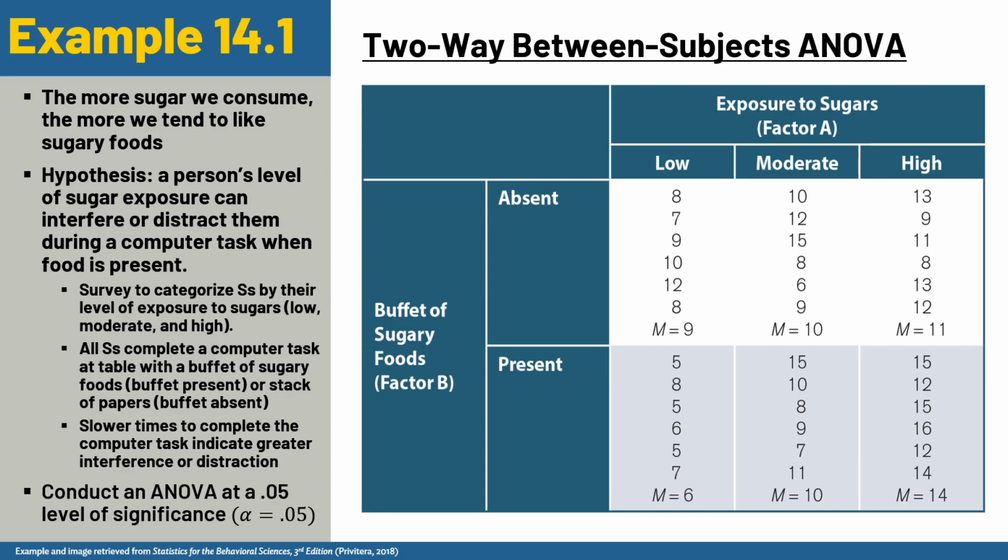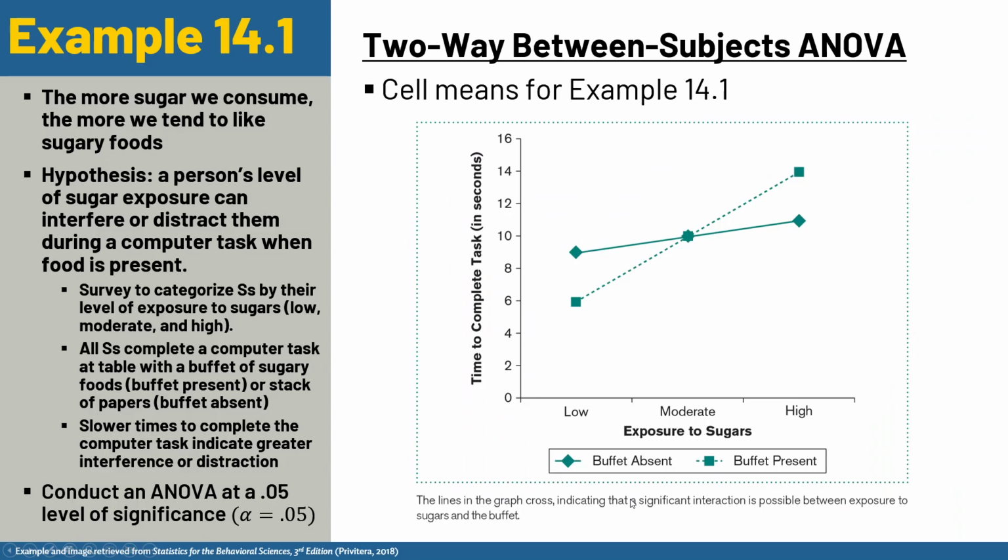And so let's do an ANOVA with an alpha of 0.05. You can see this table here if you want to break it down: exposure to sugars and buffet of sugary foods. So for example, 9 people completed the computer task who were low exposure to sugar, and there was not a sugary bowl of candy in front of them, whereas 6 people had low exposure to sugar, but there was a bowl of candy in front of them, right? And so on for the various cells.